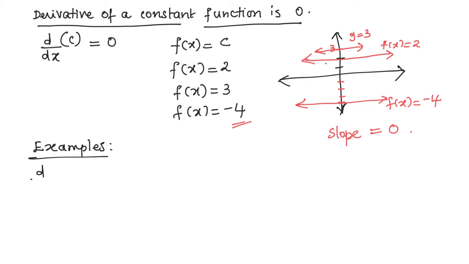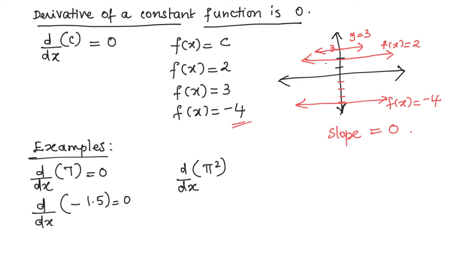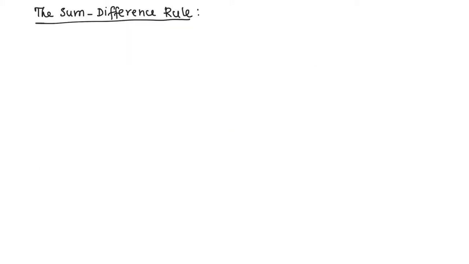So for example, the derivative of 7 equals 0. The derivative of negative 1.5 equals 0. The derivative of pi squared, pi is a constant, so the derivative is 0. The derivative of the 10th root of 7 is also a constant, so the derivative is 0.